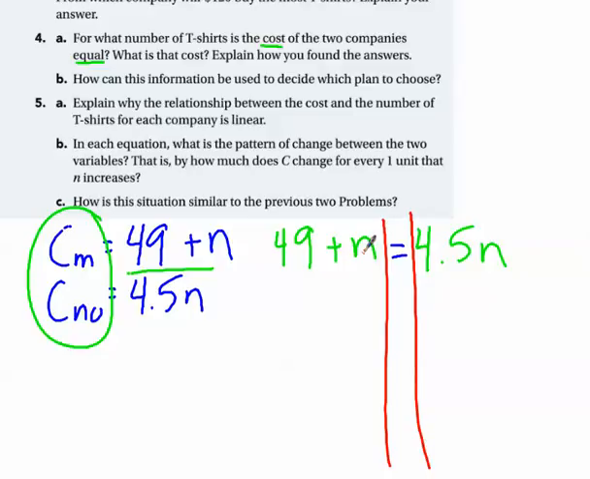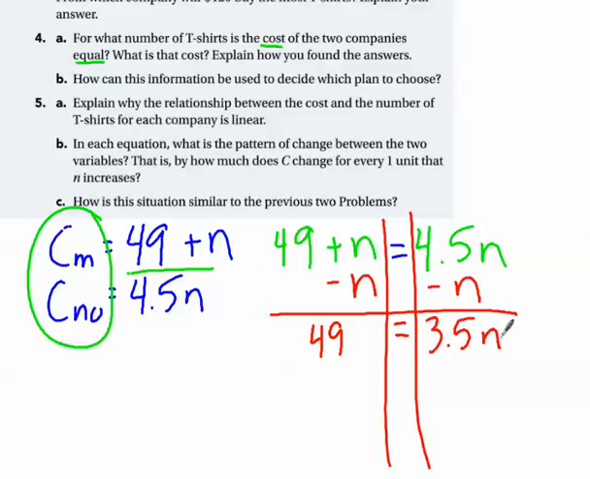My goal is to get n by itself on one side. I'm going to choose to put it on the right side. So in order to do that, I know that I'm adding n here, therefore I'm going to subtract n. What I do to one side, I must also do to the other. On the right side here, I'm left now with just 49. Over here, I had 4.5 n's. I got rid of 1, so 4.5 minus 1 gives me now 3.5 n's. And now I'm left with 49 equals 3.5 n.